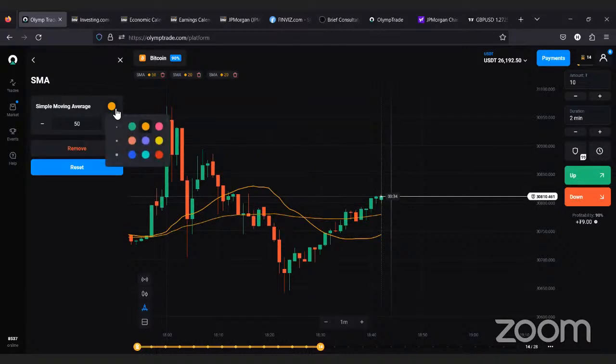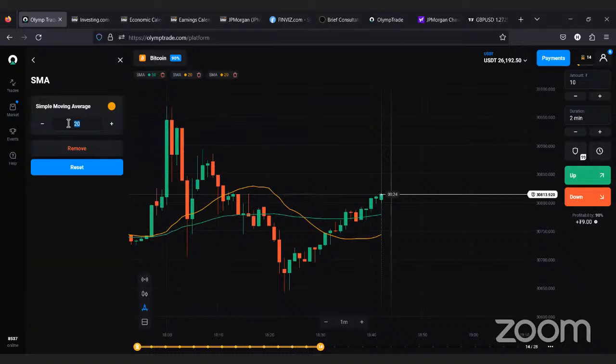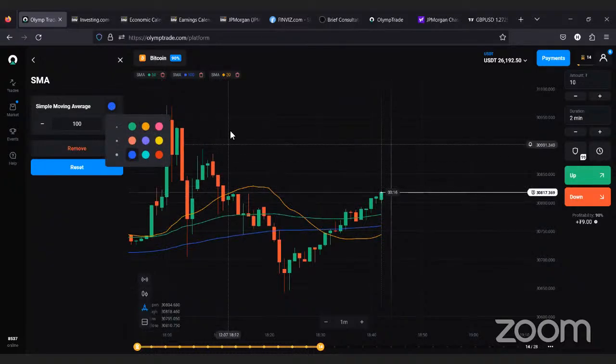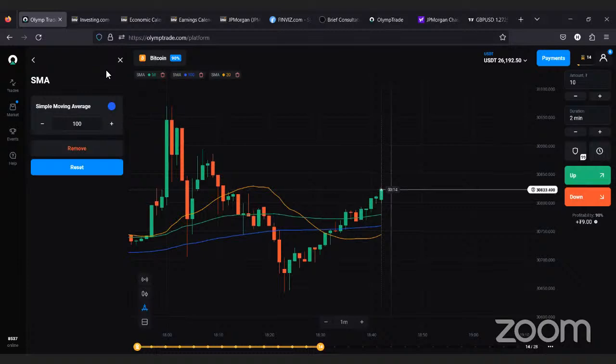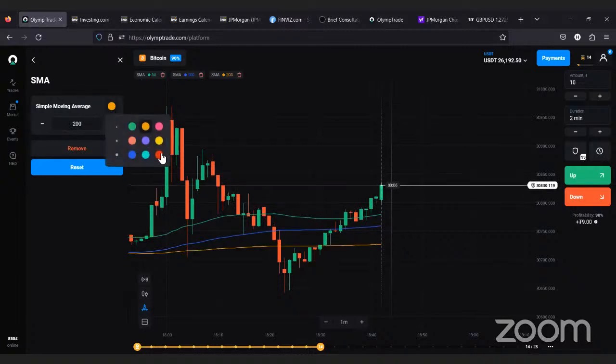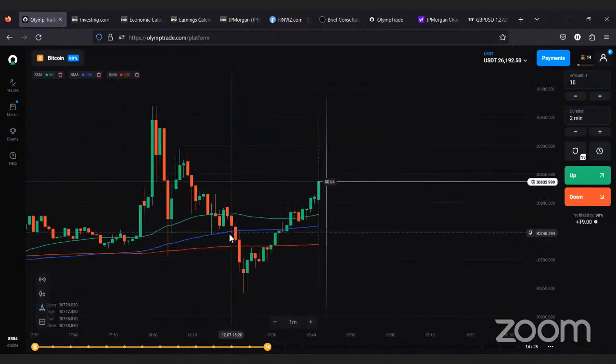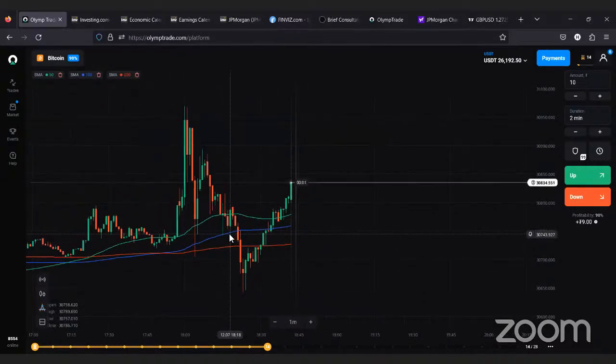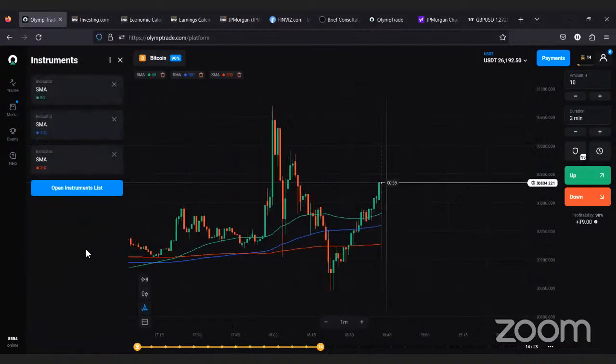Color, you choose according to you. Absolutely, it depends on you. The second one is going to change from 20 to 100. Color, same. Again, I'm saying you choose according to you, because if the 3 lines are the same color, then you will maybe be confused. And the third one is going to be SMA 200. Depends on you. So this is how the strategy is set if you want to do it manually.